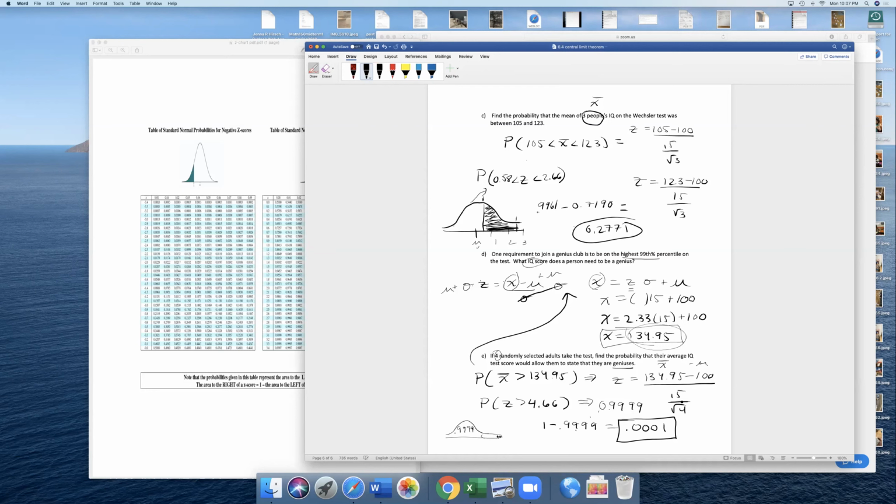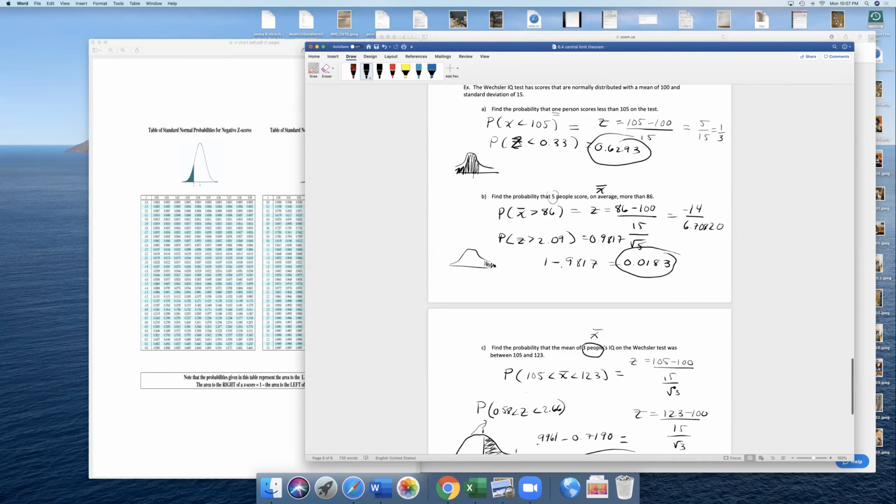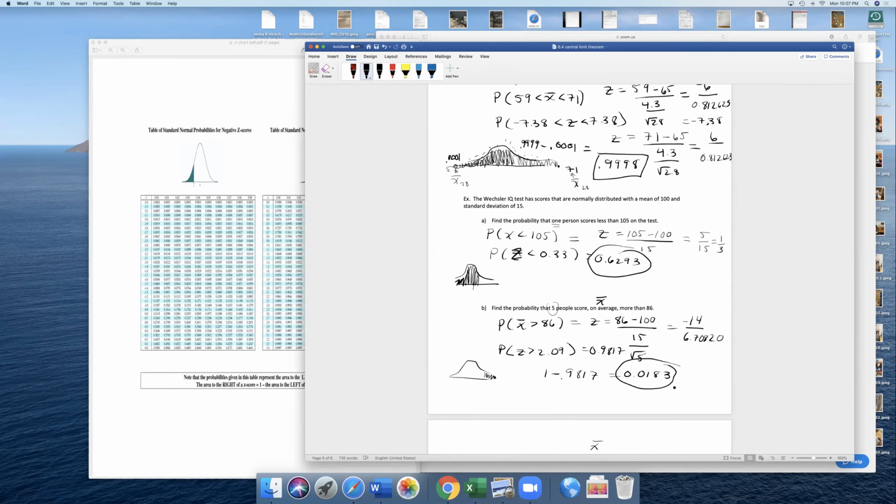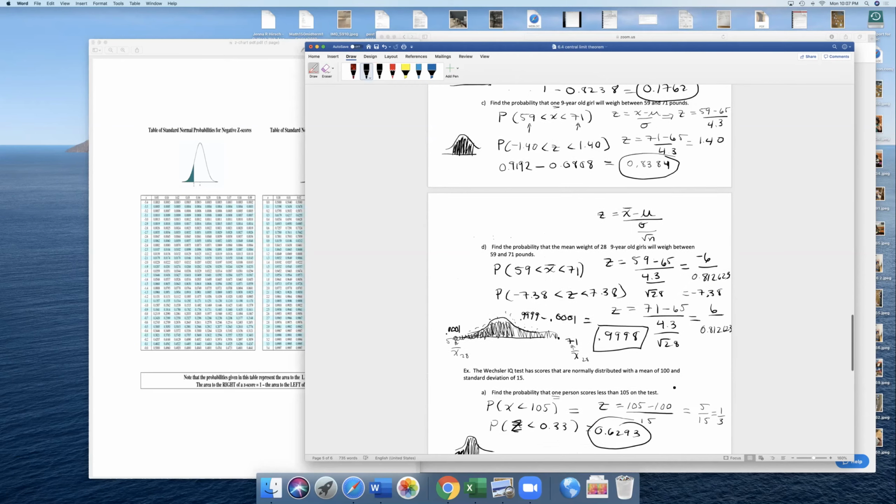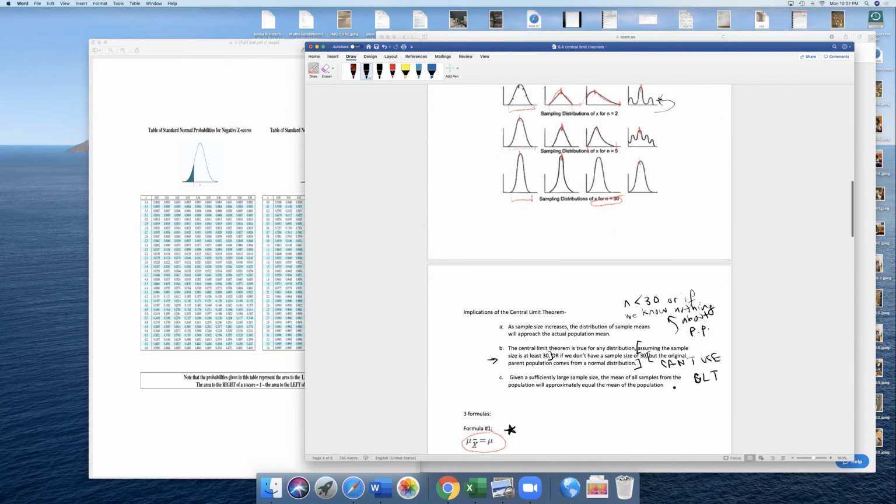Okay, so that's it for this chapter 6.4 of the central limit theorem. Really make sure that you understand the difference between when you're looking for the probability of a single individual and when you're looking for the probability of a sample mean.